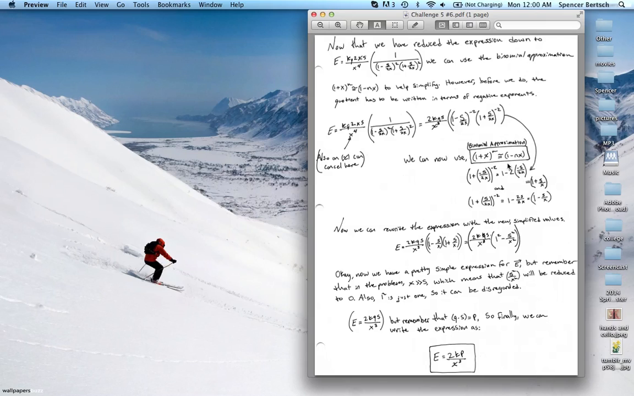So this is actually really neat that you can use this approximation to simplify something that was pretty ugly to something that was really simple and nice. Then you can further simplify, and it's pretty easy from this point, because it's just 1 minus s over x, 1 plus s over x. You can just multiply these two things together and get 1 squared minus s squared over x squared.